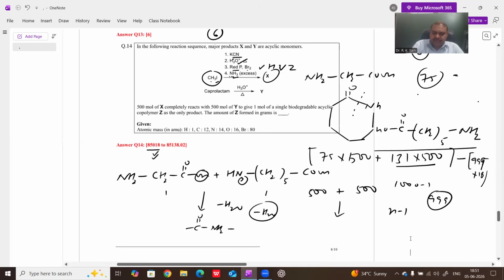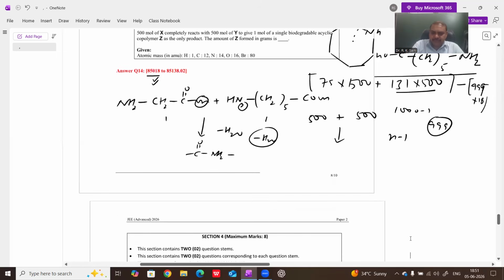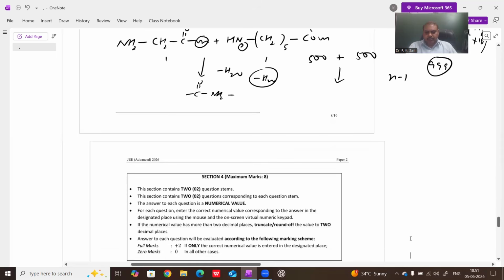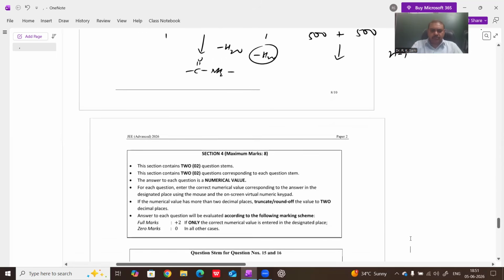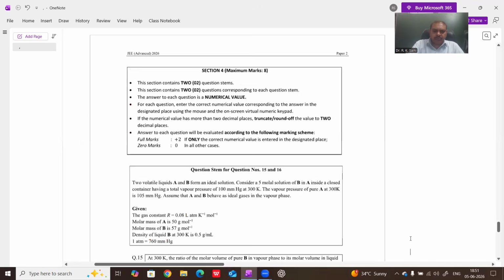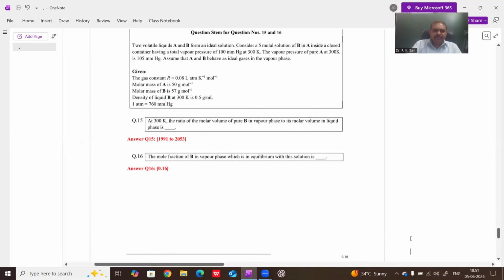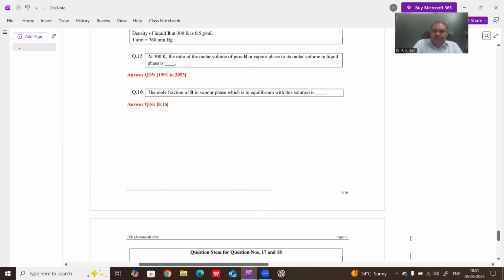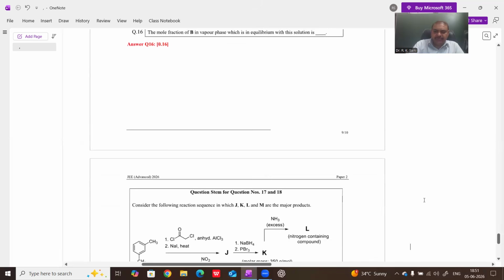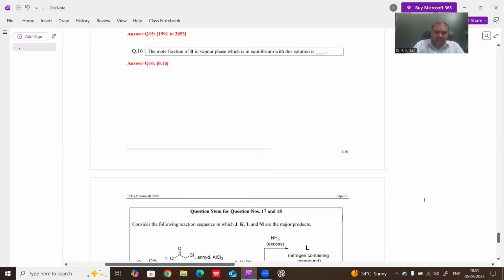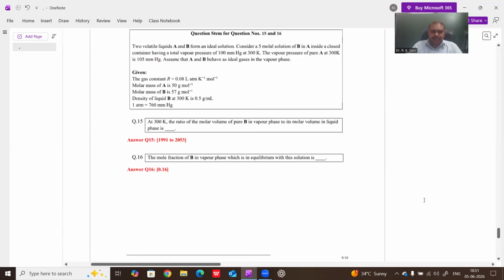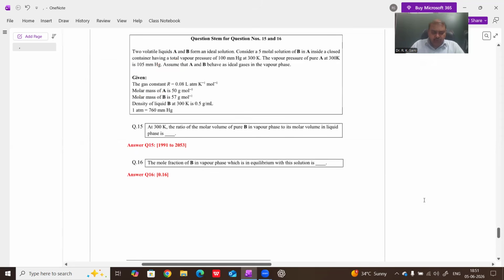Question next. Question 15. Based upon the following information. Question 15. 2 liquids A and B. This question is taken from solution.